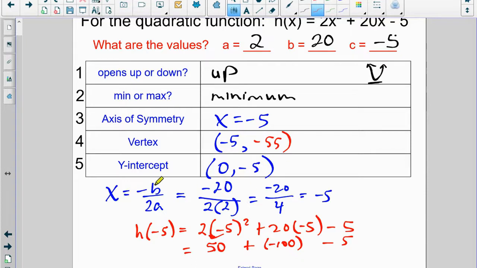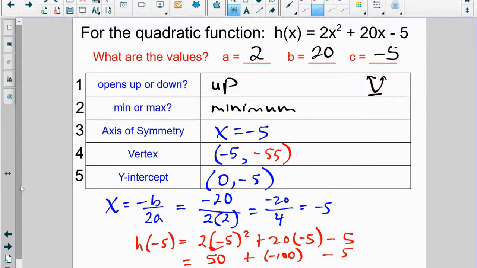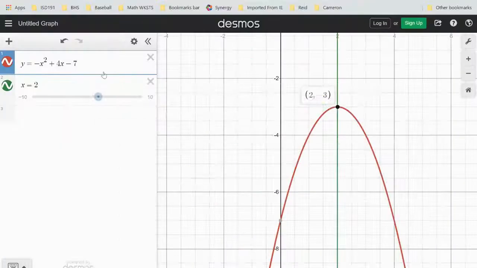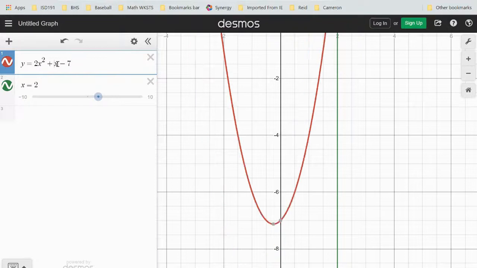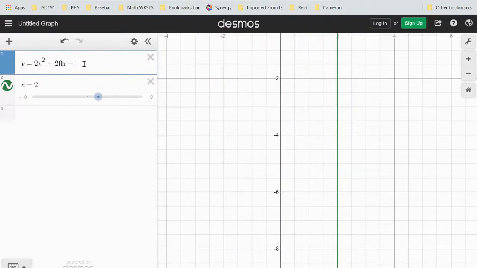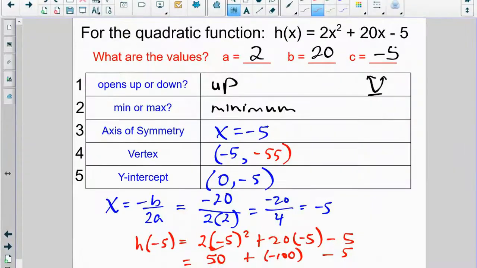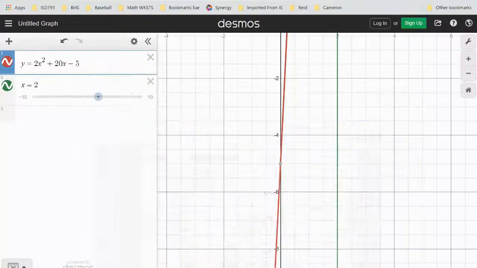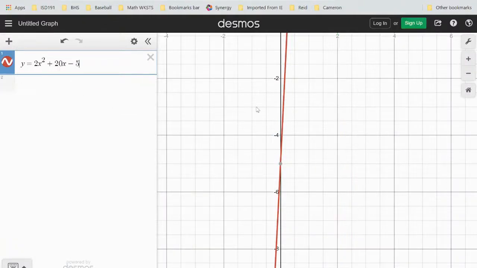Let's check it. Let's plug it into Desmos and see how we did. Because that seems like a pretty small number, negative 55, to be the vertex. That's a really low minimum, but let's check. Maybe it is. So my values that I need to plug in are 2, 20, and -5. Let's see if I can remember them this time. 2, 20, -5? Is that what it was? 2, 20, -5. Yes.